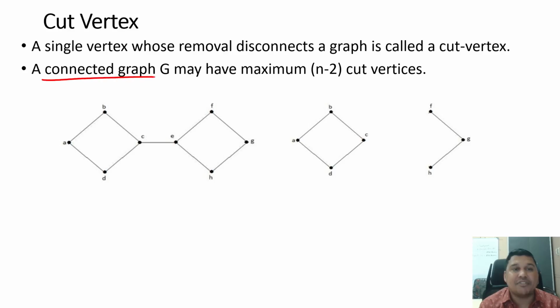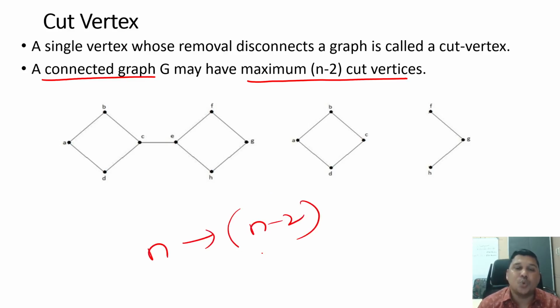A connected graph G may have a maximum of n minus 2 cut vertices. If there are n vertices, it can have at most n minus 2 such vertices whose removal can make the graph disconnected.